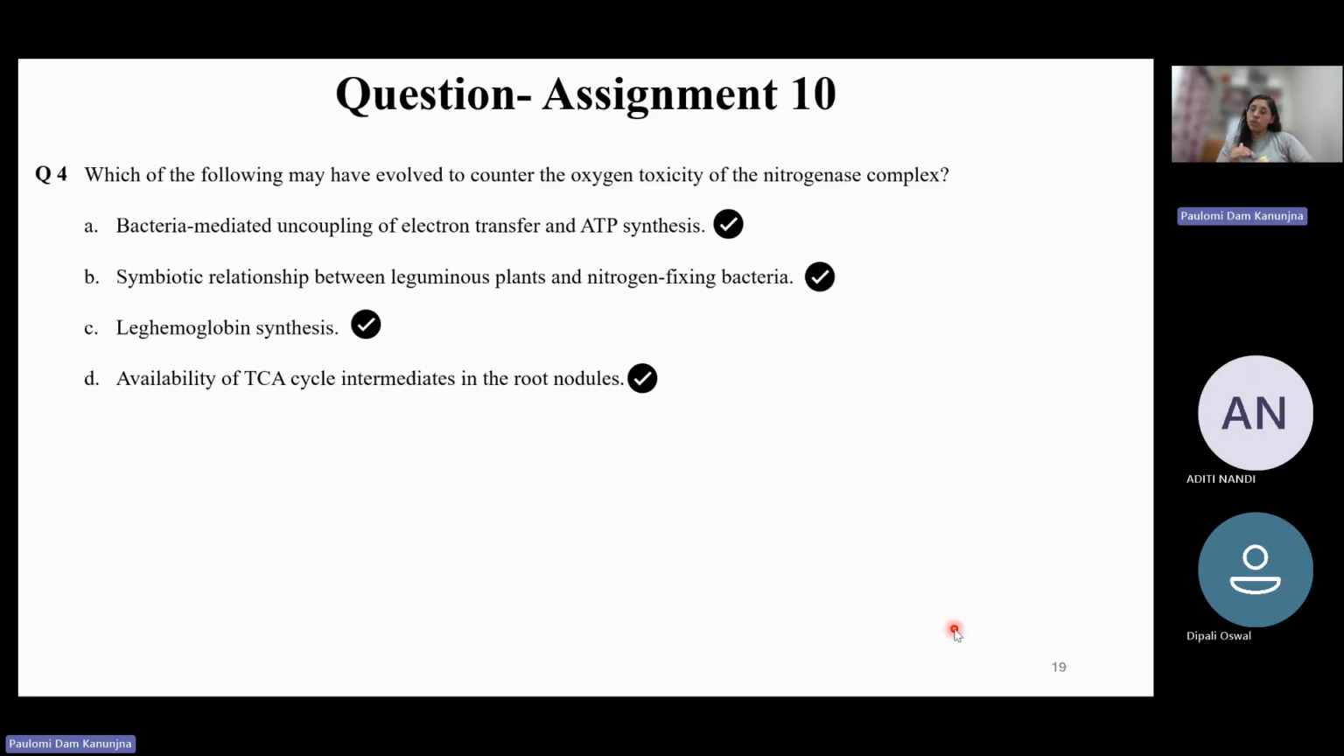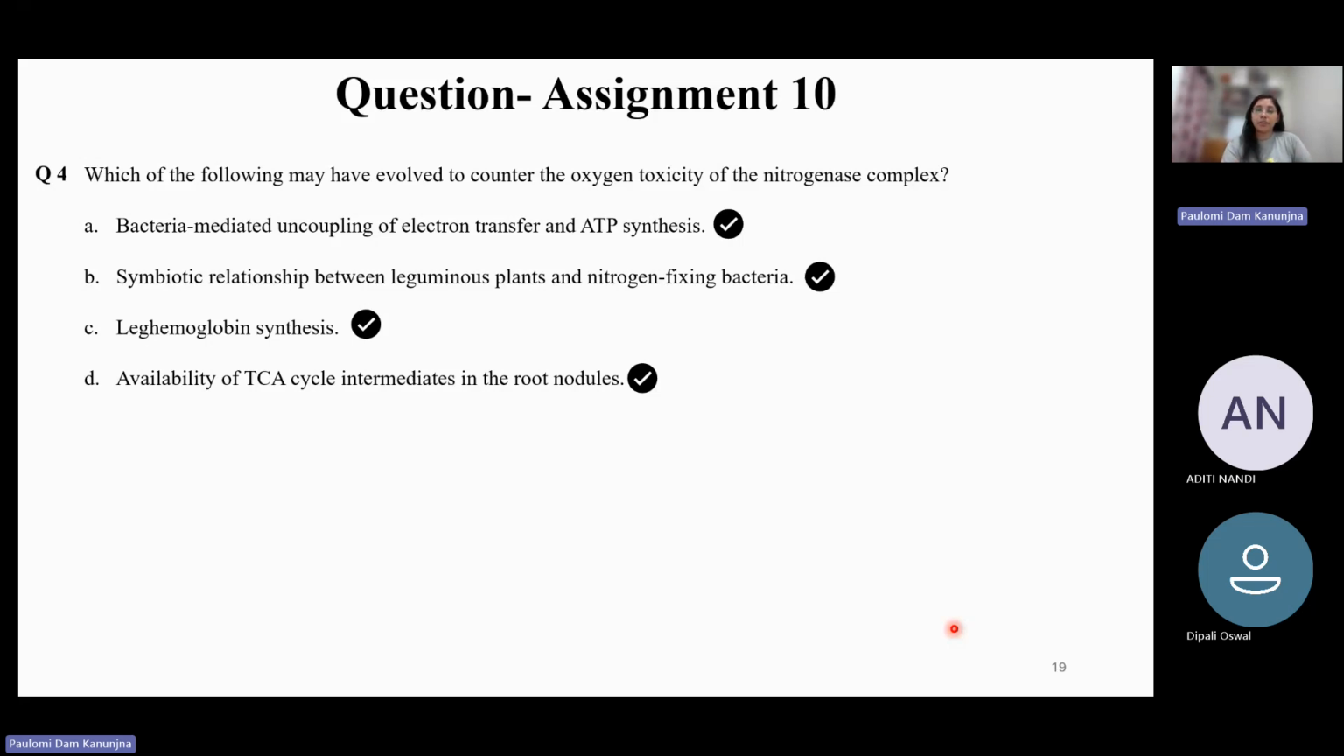So this is also a way of concentrating the intermediates where the root nodules are, so that you don't have these nitrogenase complexes sitting idle. They are always active and being used up, and they don't get to interact with the oxygen much, right?